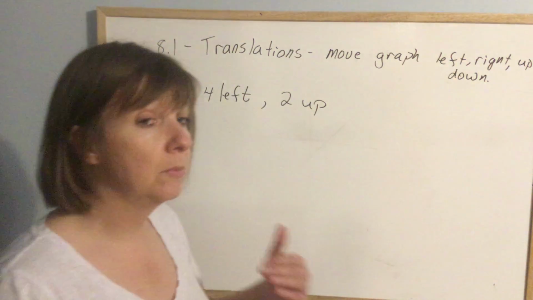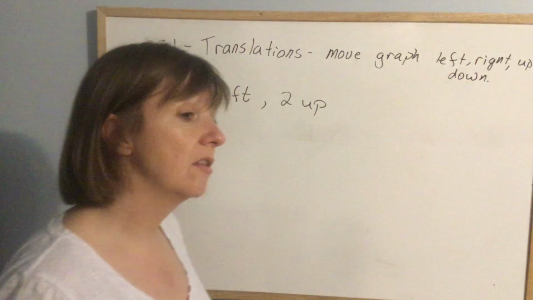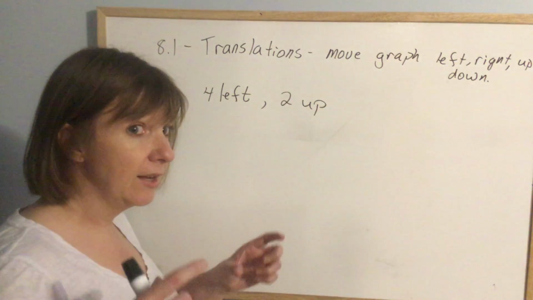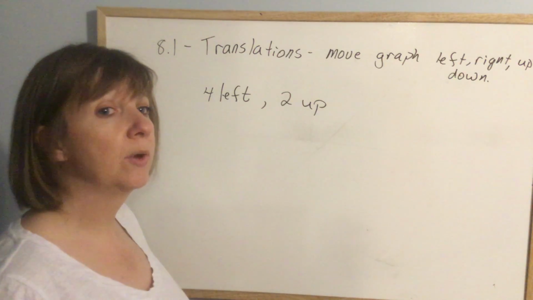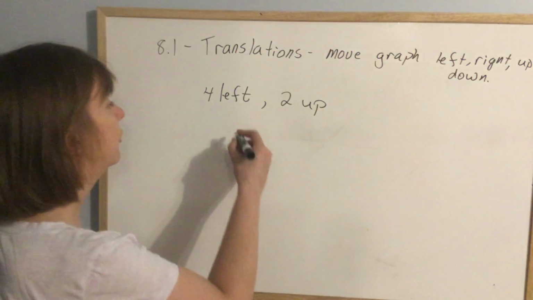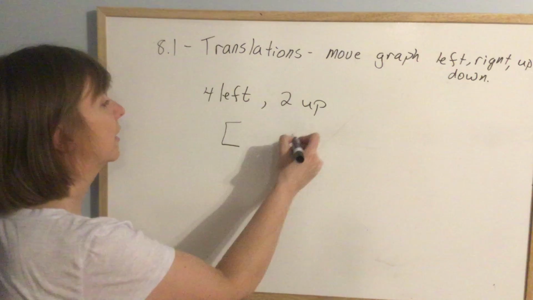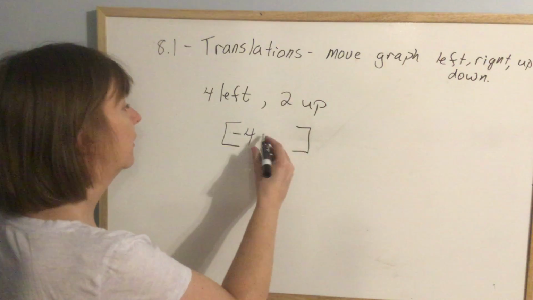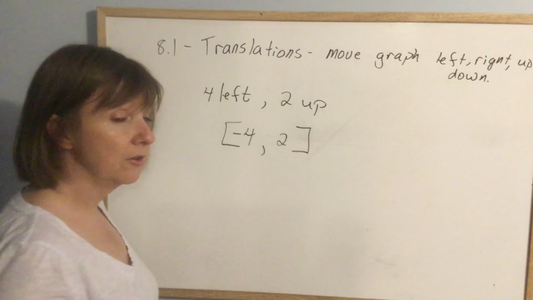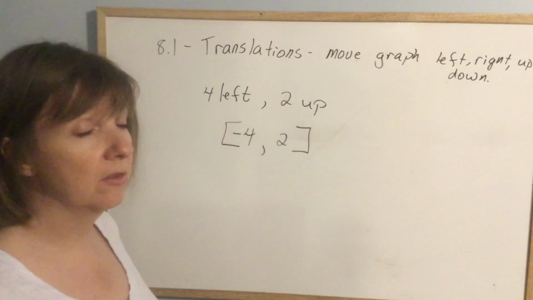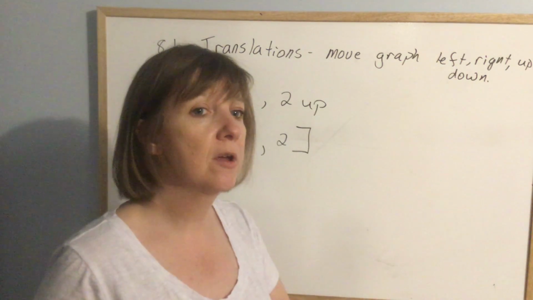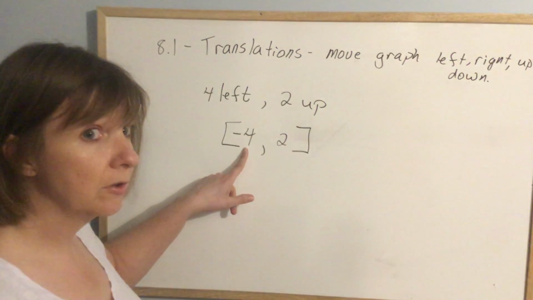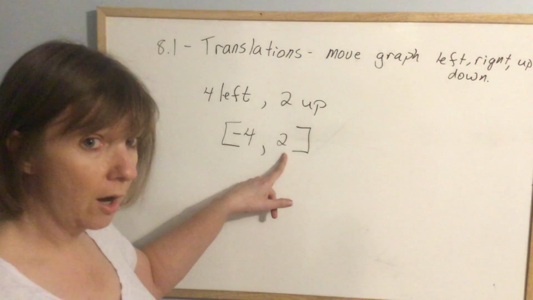Another way to communicate the information is in an ordered pair. But to know that it's not just a point on a graph, to know it is directions of what to do, instead of putting round brackets, they put square brackets. Now left would be negative, so [-4, 2]. So if I said do this to this picture of a triangle, this would be telling you move it 4 to the left and move it 2 up.